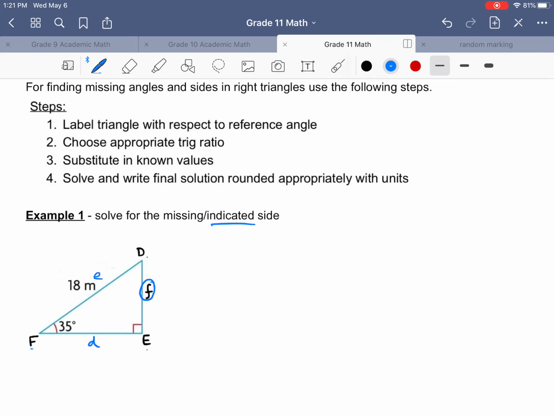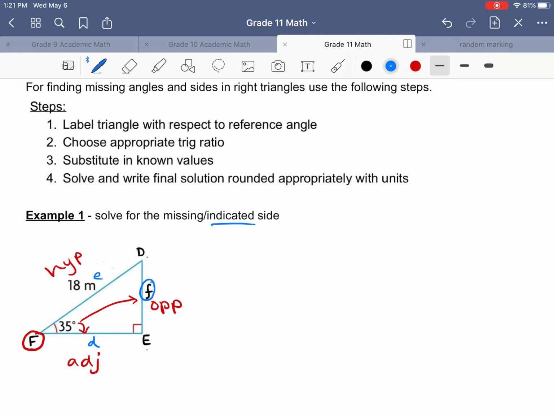So the first step is to label the triangle with respect to the reference angle. The reference angle is always the angle that you're given or you're looking for. Right now we are given angle F to work with. So across from angle F, we have our opposite side. Beside angle F, we have our adjacent side. And always across from that 90-degree angle, we have our hypotenuse. So we have labeled the triangle with respect to the reference angle.